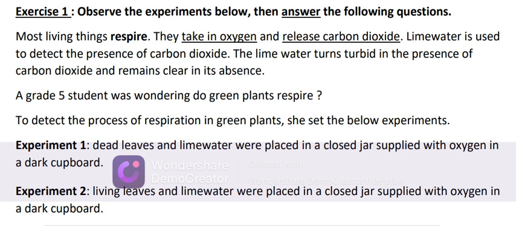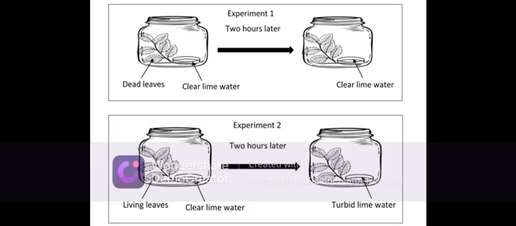Experiment 2. Now living leaves are placed with lime water in a closed jar supplied with oxygen in a dark cupboard. The same experiment, but instead of dead leaves, we bring living leaves and we place them in the jar. Here we're going to see experiments 1 and 2. They were placed in the same conditions, but the leaves are different. In 1 the leaves are dead and in 2 the leaves are living.